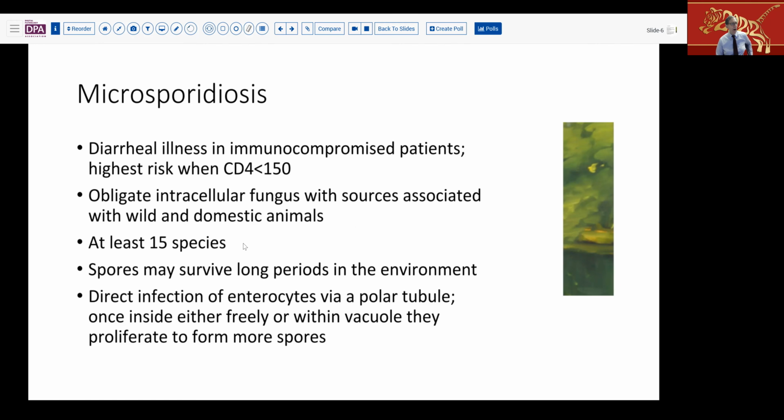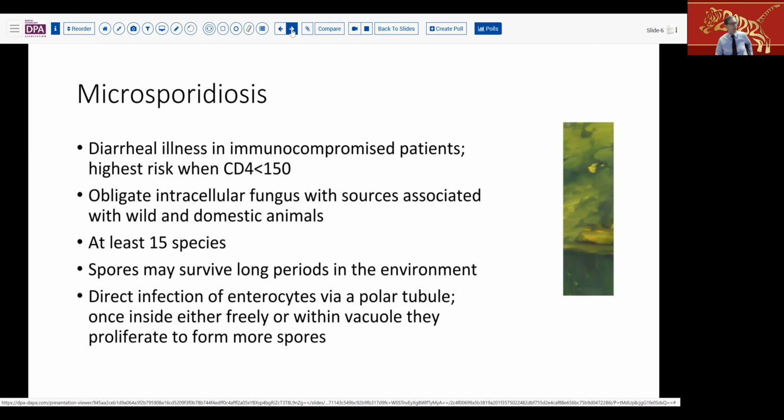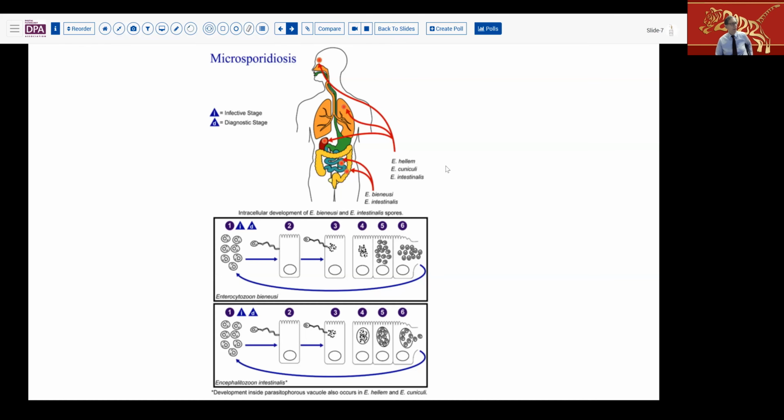There are a variety of species, and they can infect a variety of areas in the human body. And they're fairly hardy because they can last as a spore morphology out in the environment for some time. They appear to directly infect the enterocyte via this, what's called the polar tubule, and then once inside, they begin to freely proliferate. So the CDC recently put out a nice diagram of the life cycle.